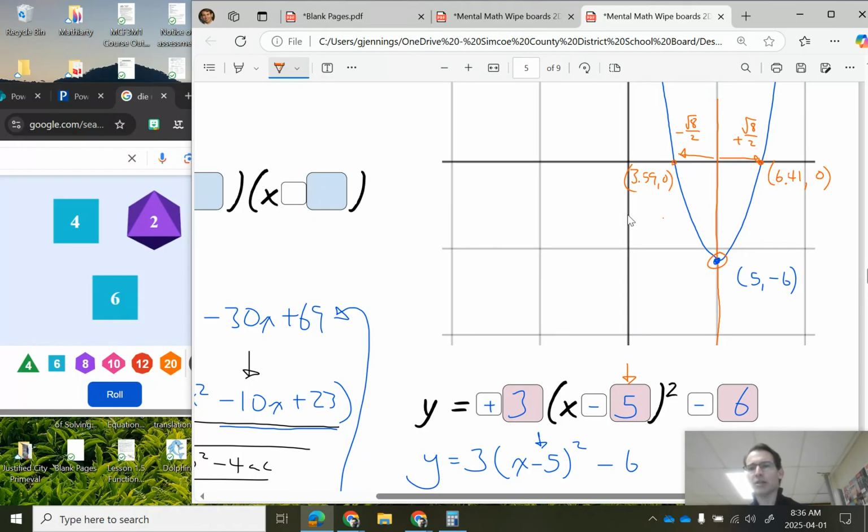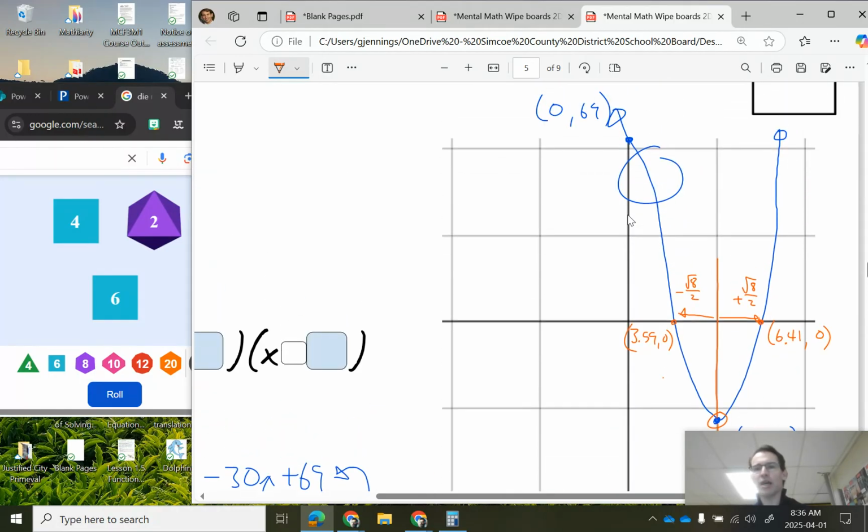There's my roots. There's my vertex. There's my y-intercept. I have an excellent sketch of this quadratic. Having converted it to all the different forms, I wasn't able to use factored form, but I was able to use my old pal, my bud, the quadratic formula.